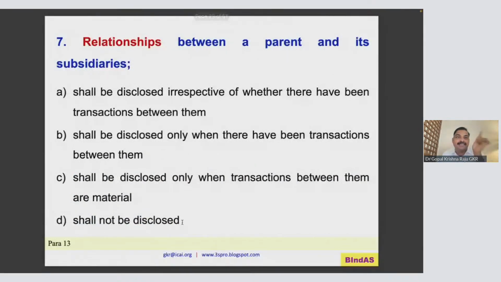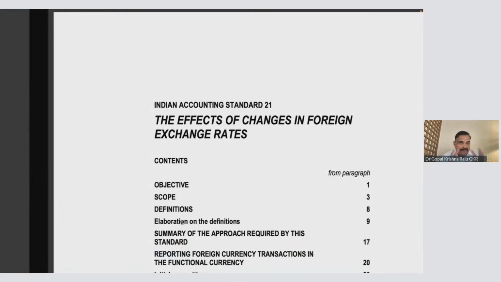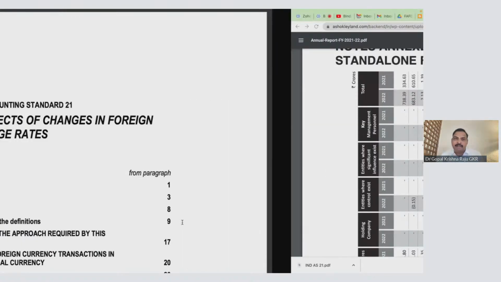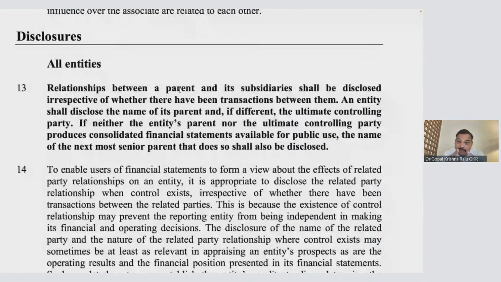Relationship between parent and subsidiary. Okay, should it be disclosed? Now, slowly I will take you to this paragraph. Quite interesting. Actually, each and every paragraph I have a case study to discuss, but time is a constraint, so I'm just giving you the summary of it. Now, please look at the paragraph. Relationship between parent and its subsidiary shall be disclosed. Shall means mandatory, irrespective of whether there has been a transaction.